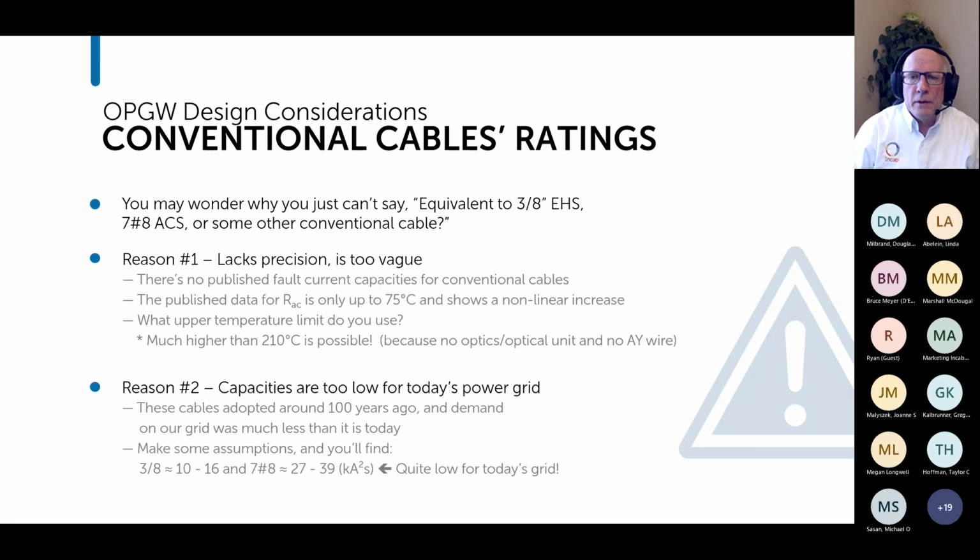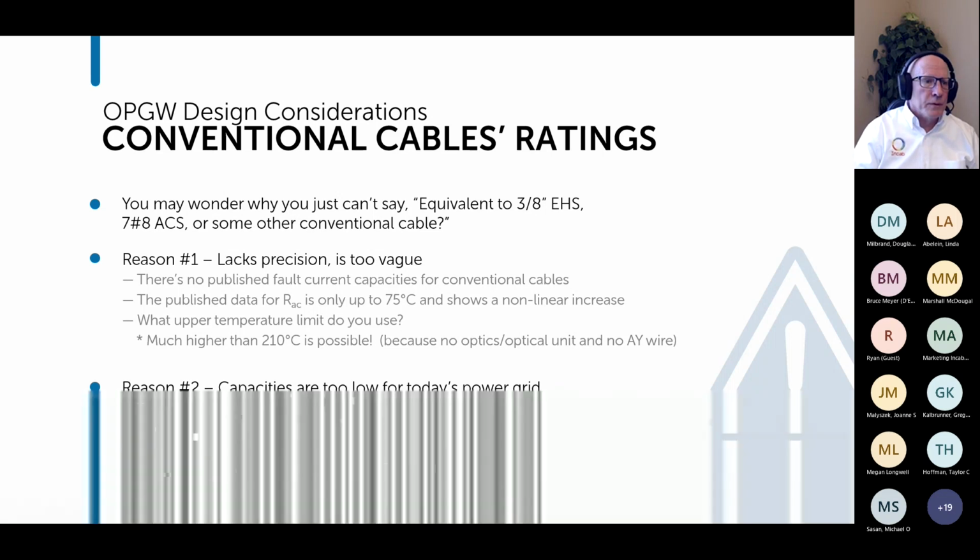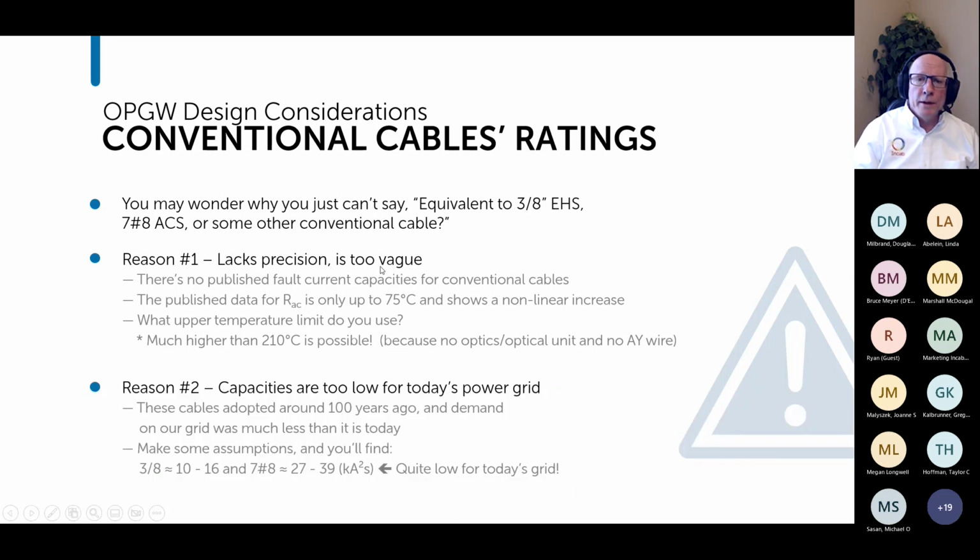Go look at any conductor manual, and you flip to the page for the steel cables or the ACS cables, and you won't find fault current capacities listed there. So then you have to do some guessing as to what those cables' capacity are. And if you do that, what you'll find is that those ratings are very low for today's grid. Why? Because many of these conventional cables were picked to be used as shield or ground wires 100 years ago, and the power grid was very different back then.